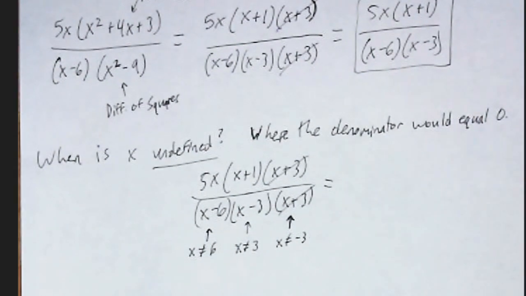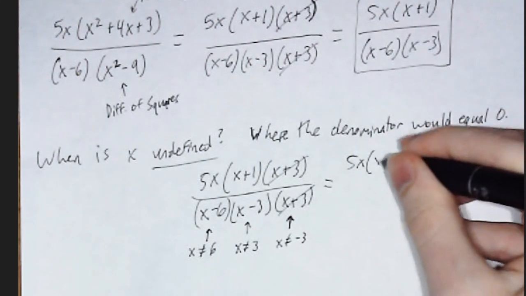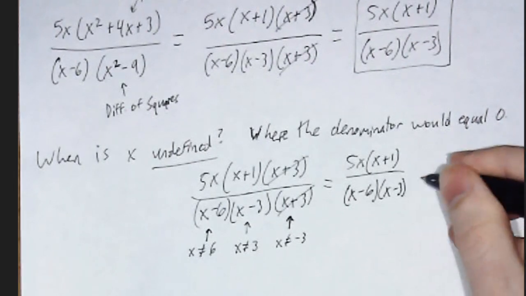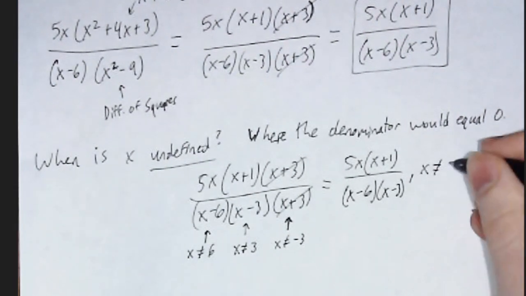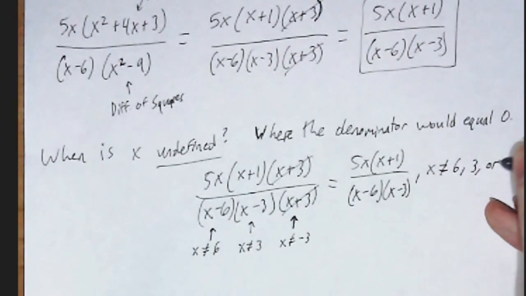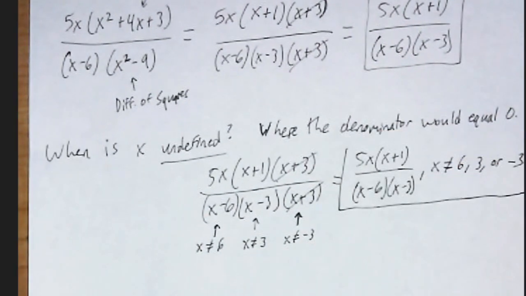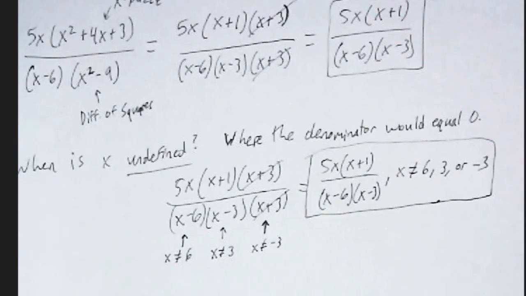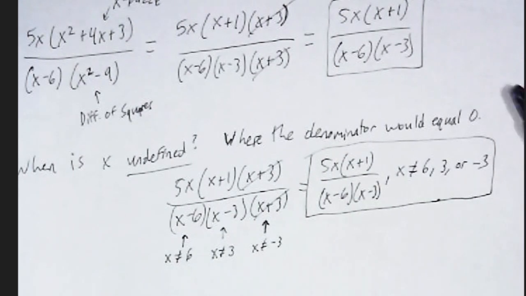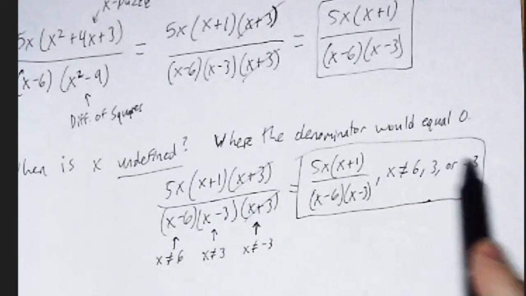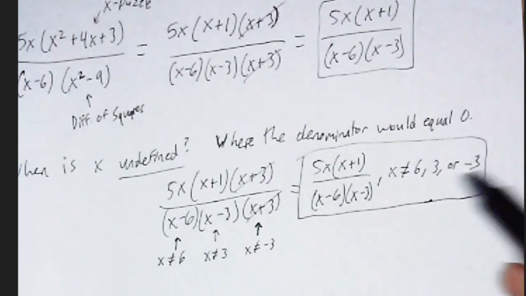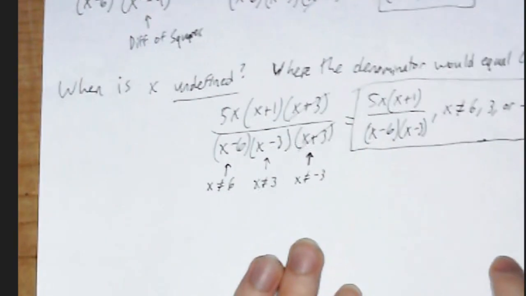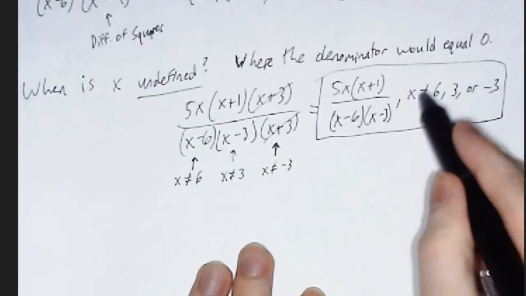So in other words, our answer is still 5x times x plus 1 over x minus 6 times x minus 3, where x is not equal to 6, 3, or negative 3. And this is the full answer. Now, sometimes you don't have to write this. When we actually use this for other things, we're going to assume that these values are not included. But for now, it's very important to point out that these values are not included. Especially when we work with functions, this is going to become very important.